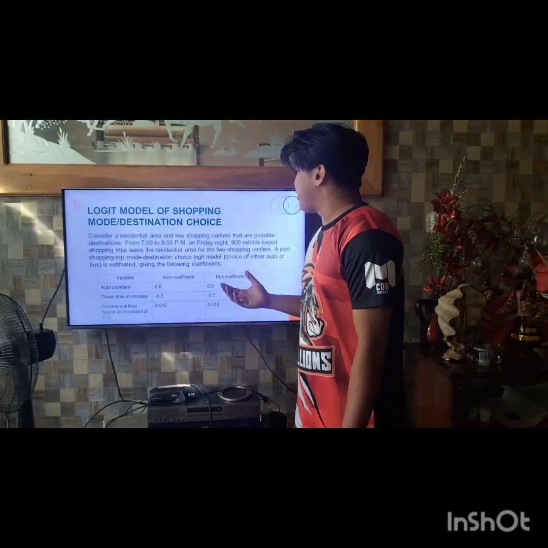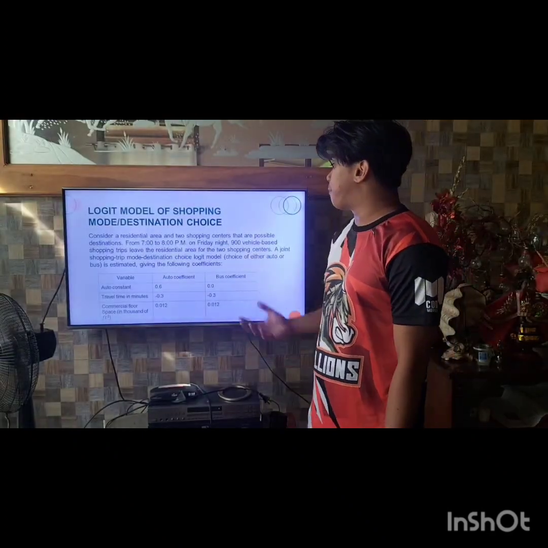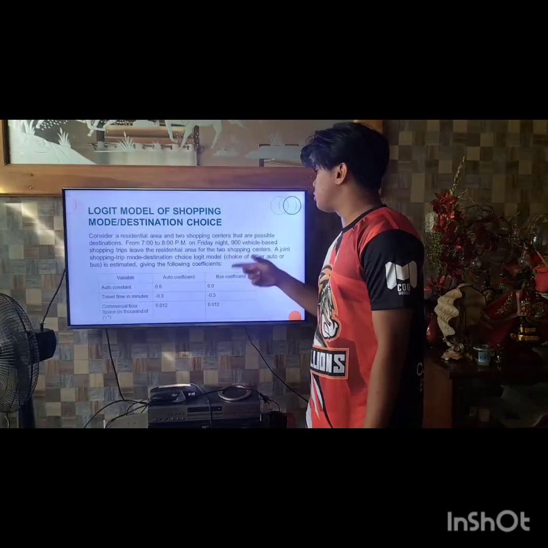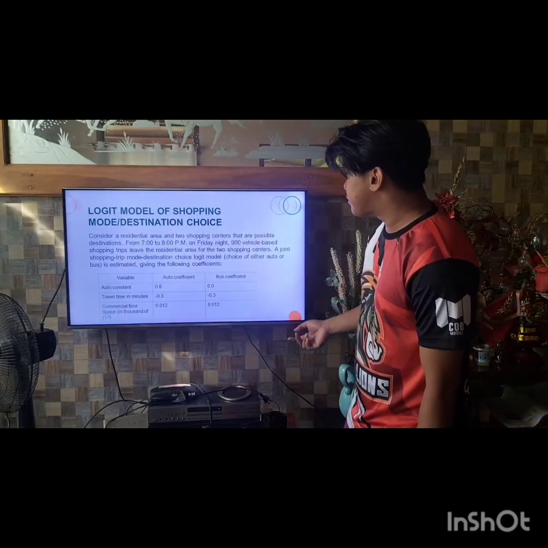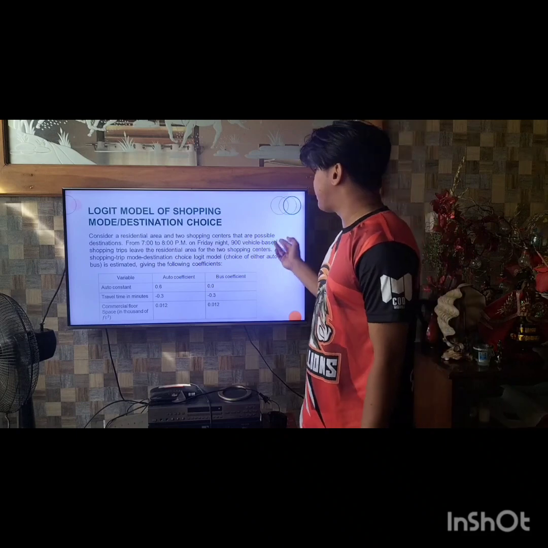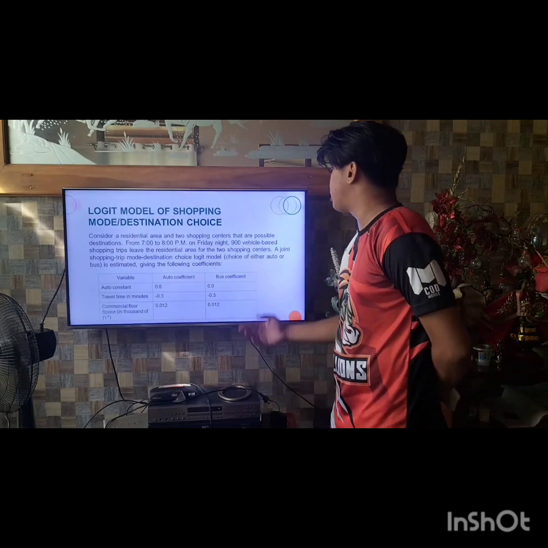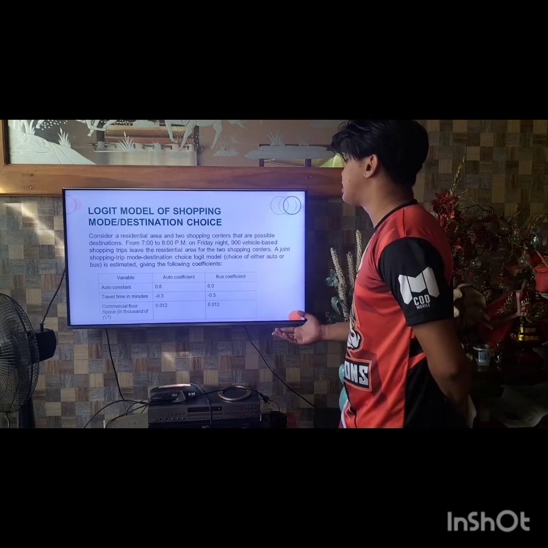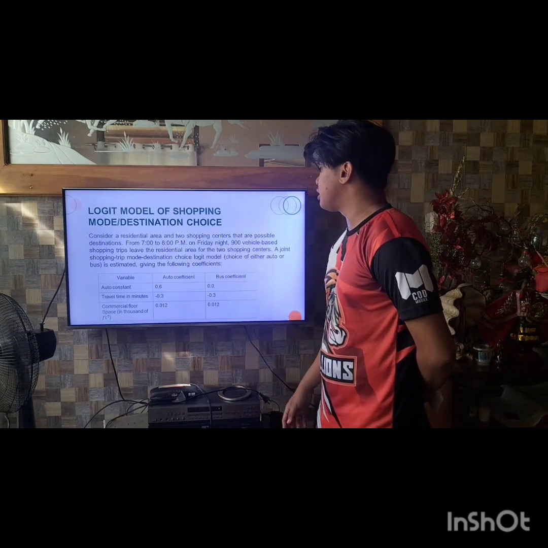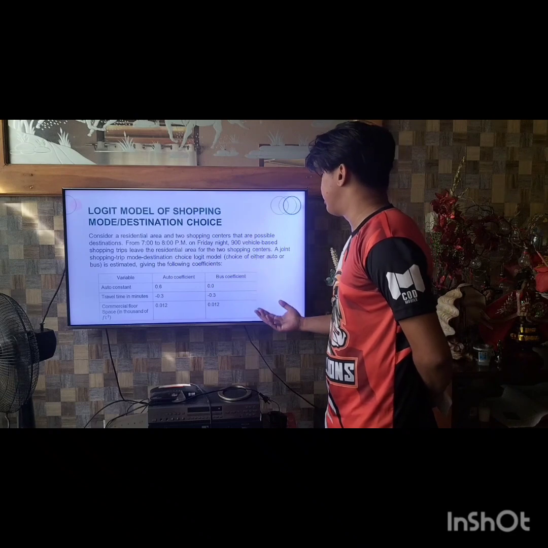Example 3. Consider a residential area and two shopping centers that are possible destinations from 7 to 8 p.m. On Friday night, 900 vehicle-based shopping trips leave the residential area for the two shopping centers. A joint shopping trip mode and destination choice logit model.